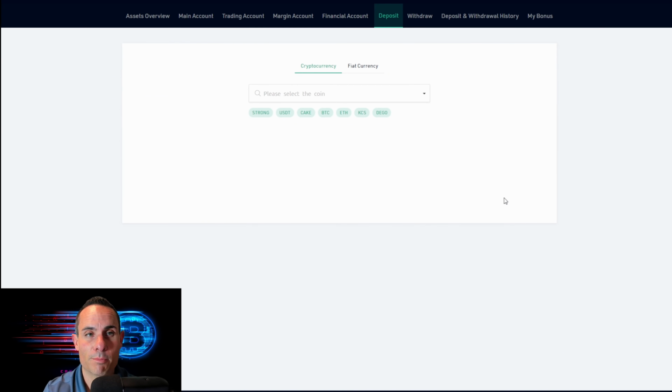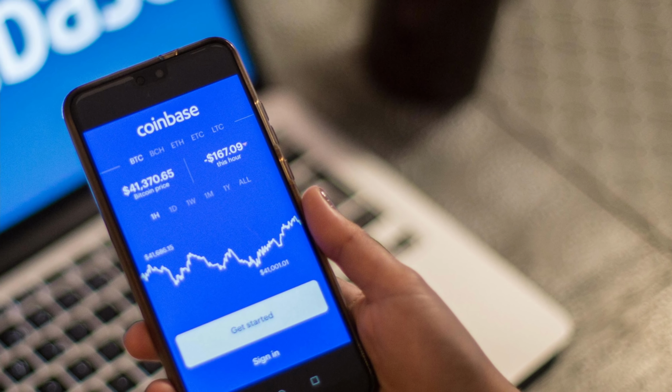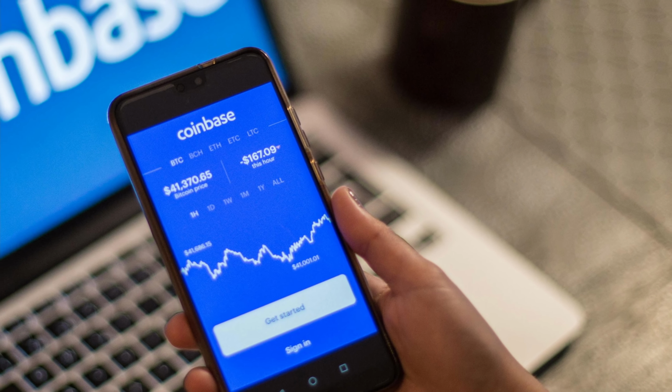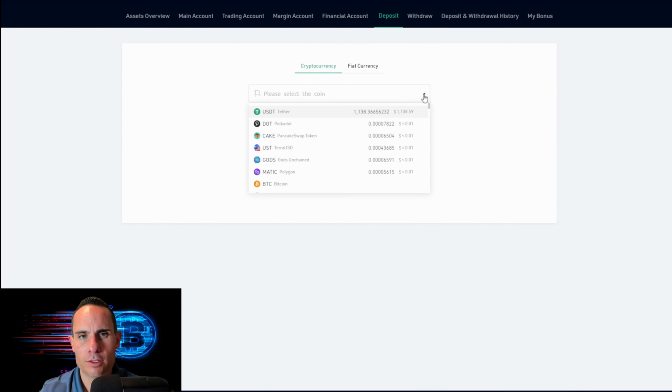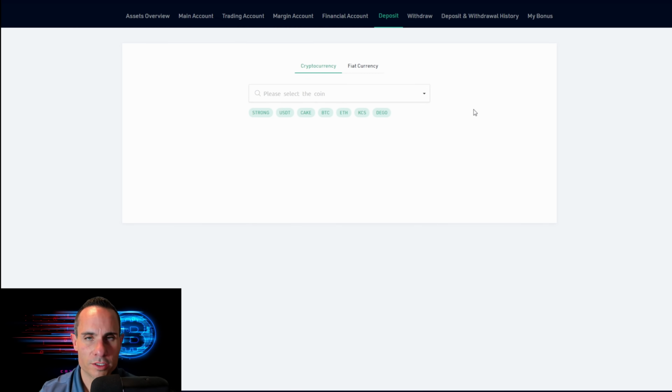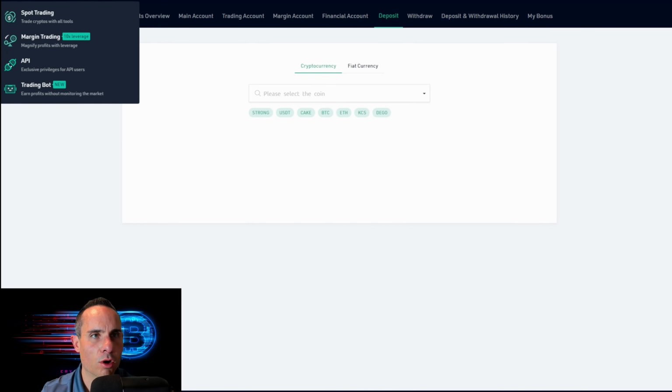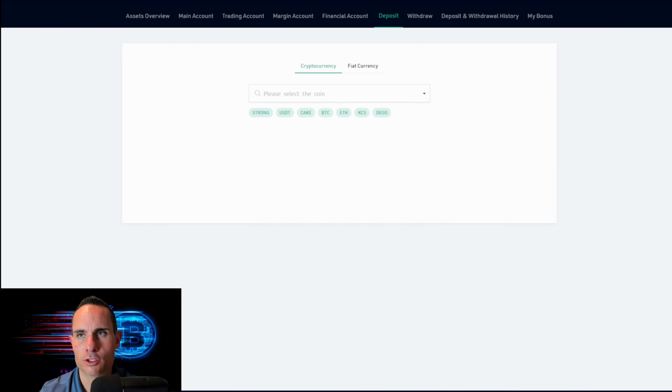Now, the easiest way to get money into your Kucoin account is to go someplace like Coinbase, deposit money from your bank account or from a credit card, come over to Kucoin and click on the deposit tab. You're going to want to use something like USDT. That's going to be the easiest to get over here. Once you've got that in place and it's loaded into your trading account, you're going to go over to the drop-down menu and click on Trading Bot.